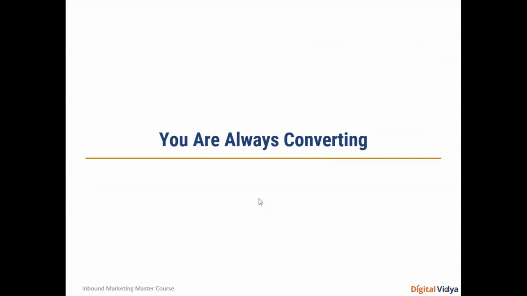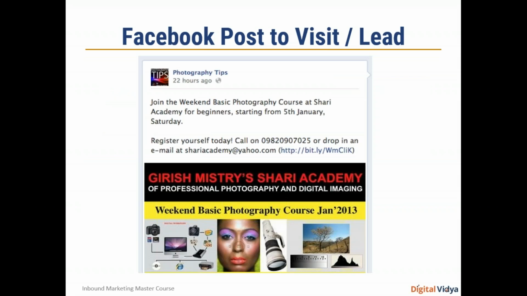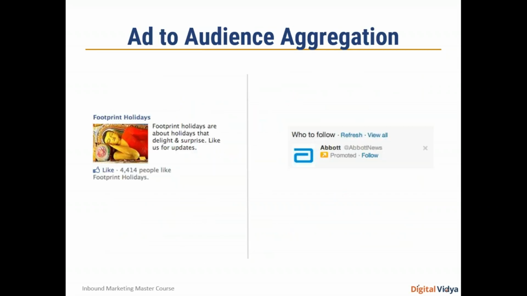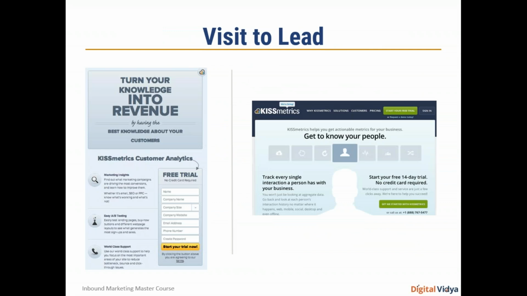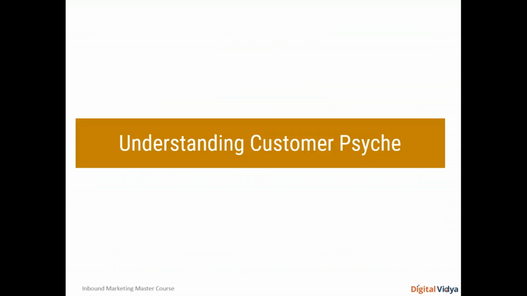So you are always converting. What does it mean? You are always ensuring people are taking action. When people see your ad, you want them to click and visit your landing page. This is pretty straightforward. When they see your post, you want them to come to your landing page and become a lead. Tweet to visit, see your tweet, come to your landing page. Email to visit, ad to audience aggregation, they see your ad, you want them to like your ad on Facebook, right? Visit to lead and lead to sale.